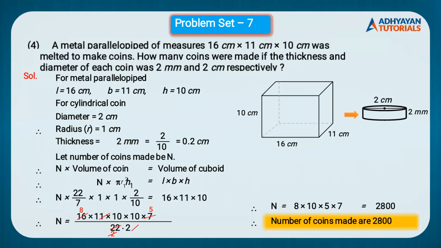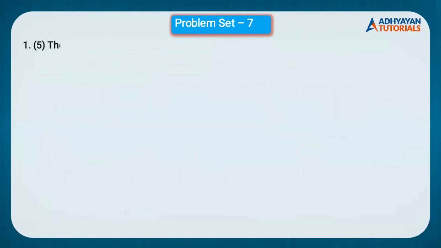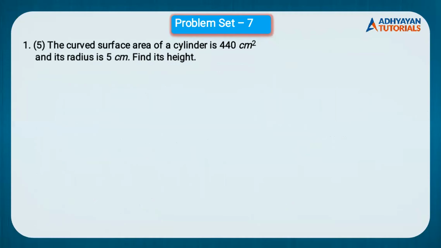So students, this was the last sum for today's lecture. We have completed all the sums. I want all of you to note the sum for homework. Problem set 7, sum number 1, sub question 5. There were 4 options given. If there are 4 options, you have to identify the correct option.